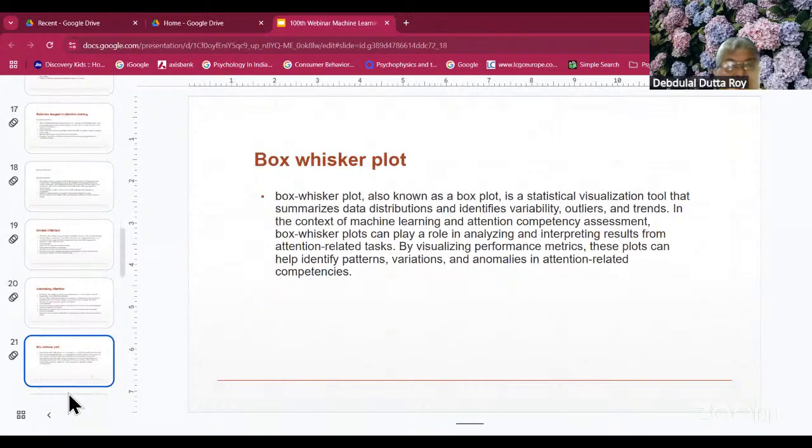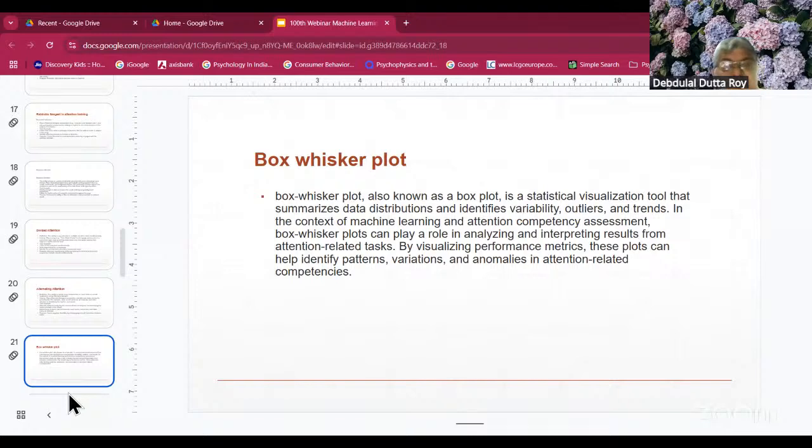Now I am going to the box whisker plot for mapping the training competency. Box whisker plot, also known as box plot, is a statistical visualization tool that summarizes data distributions and identifies variability, outliers, and trends. In the context of machine learning and attention competency assessment, box whisker plots can play a role in analyzing and interpreting results from attention-related tasks. By visualizing performance matrices, these plots can help identify patterns, variations, and anomalies in attention-related competencies.